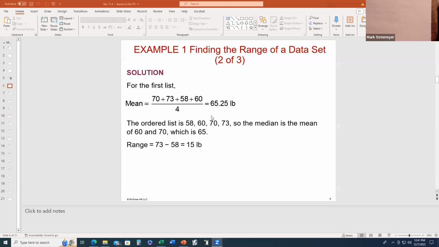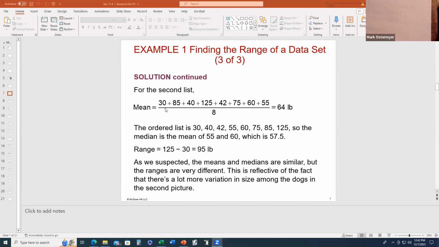Okay. And the reason why that is because this data set does not appear to have any outliers in it. An outlier, again, is a data point that is either uncharacteristically much smaller or much larger than all the other data points. The range is 15 pounds. That's just the maximum value of 73 minus the minimum value of 58.